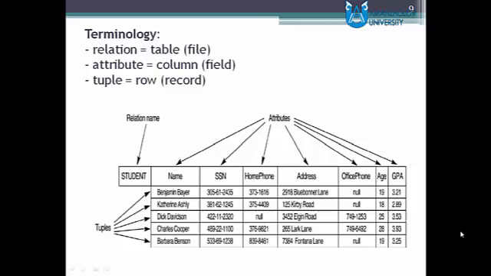The next slide shows some examples of activities that involve some interaction with the database. You can see from our slide attributes of our table, tuples of our table, and relation name or name of our table.